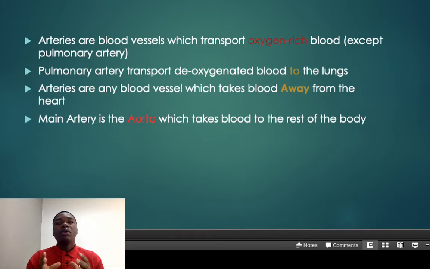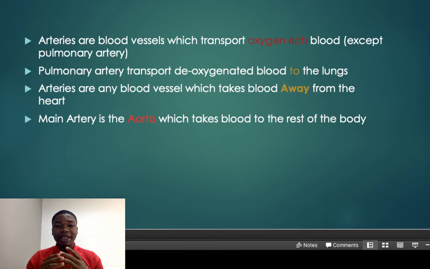So now, blood in a human heart flows in chambers, and in blood vessels, right? Of course, it flows in blood vessels. And these blood vessels which are involved include arteries and veins. So now let's look at arteries.